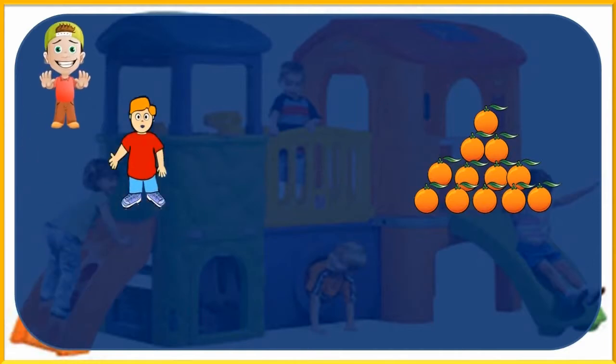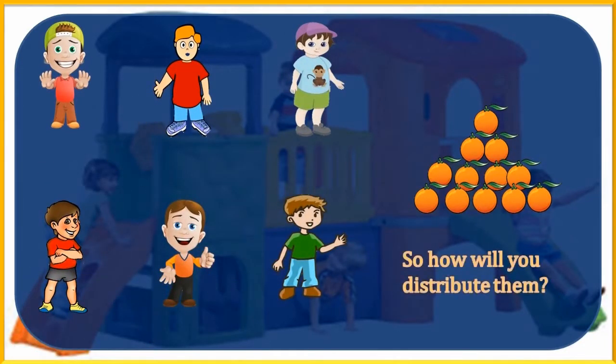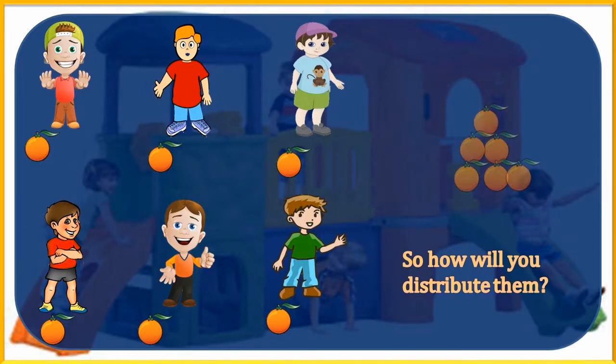Suppose you have 12 oranges and you want to distribute them between 6 boys. So, how will you distribute them? For this, first give 1 orange to each boy. So, by this, 6 oranges have been given away, one to each boy. Now, you still have 6 oranges left.